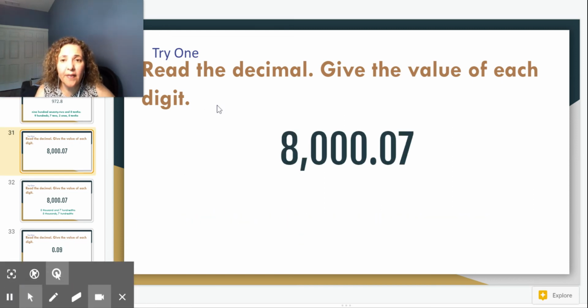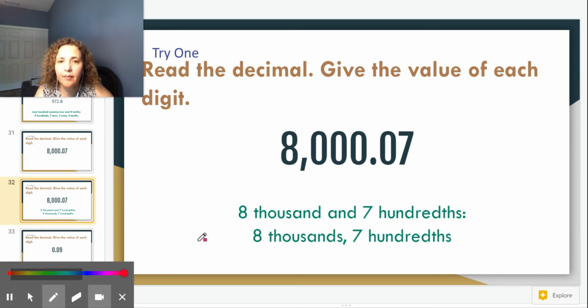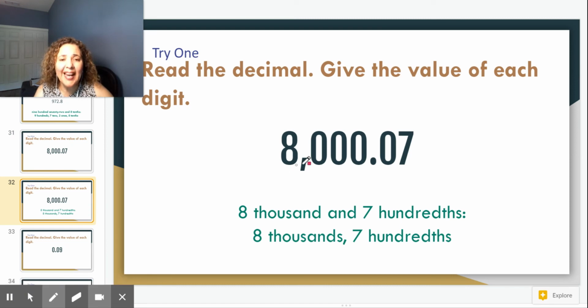All right, try this one. Read the decimal and give the value of each digit. Again, write it down in your math notebook and then come back to me. Okay, this is read 8,007. I have 8 in the thousands. I have nothing in the other place values. And then I have 7 in the hundredths spot.